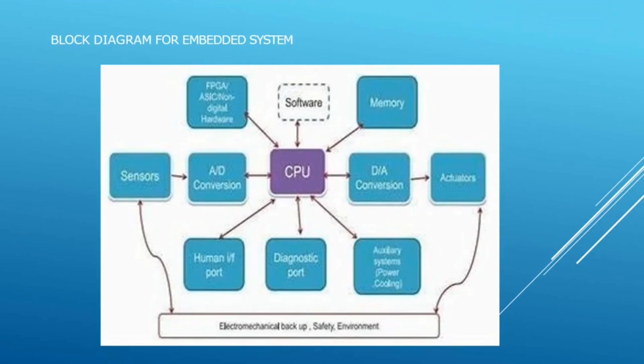So, block diagram of embedded systems. You can see CPU is the central processing unit, which is connected with all the things like sensors, AD conversion, DA conversion, AD and DA being analog to digital and digital to analog conversions, and actuators, memory, and software. Basically, a code is dumped into the microprocessor. So it processes the code and acts according to the code. And you can see memory also connected to the CPU. According to the code we wrote, we get the output.